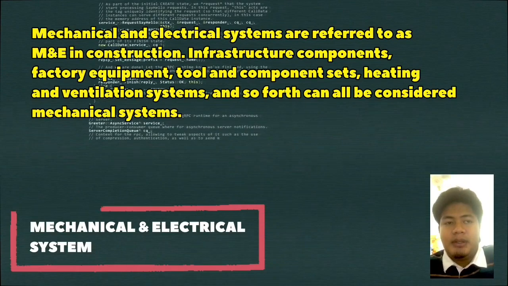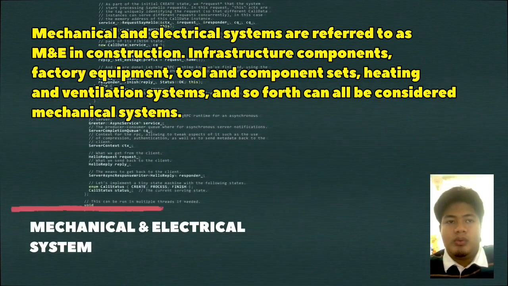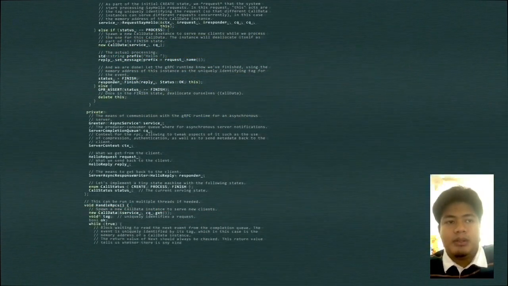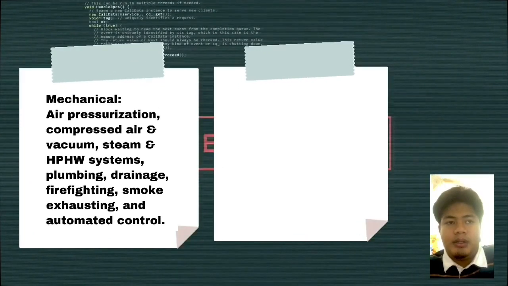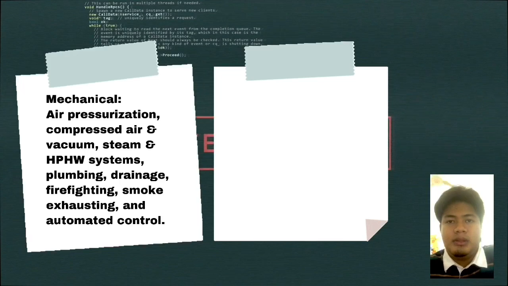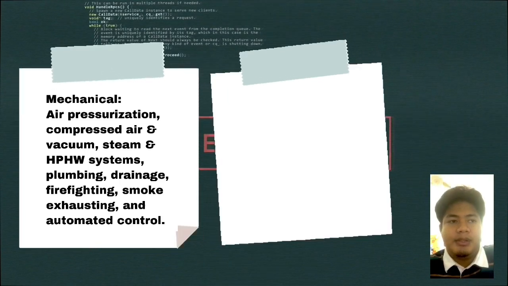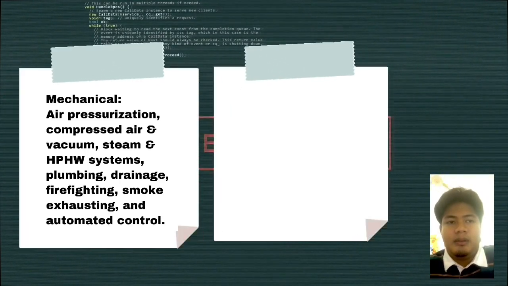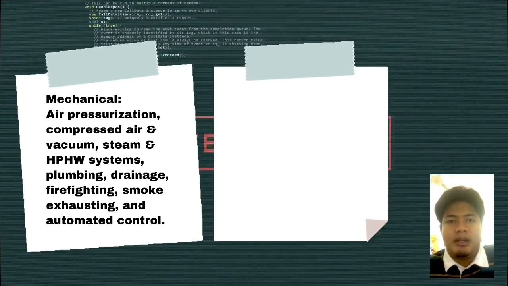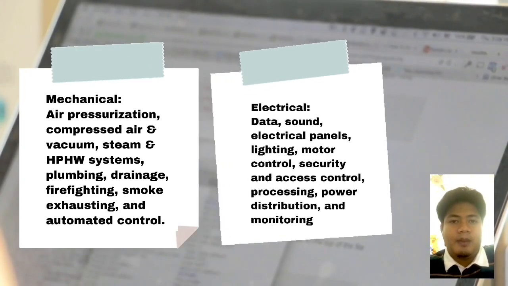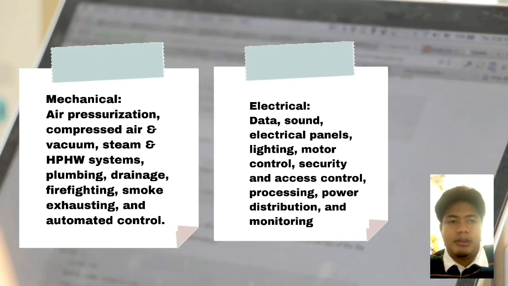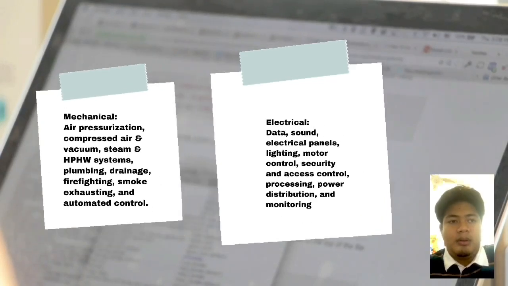Building M&E systems are divided into two main groups. The first is the mechanical group: air pressurization, compressed air and vacuum, steam and HPHW systems, plumbing, drainage, firefighting, smoke exhausting, and automatic control. The electrical group covers data, sound, electrical panel, lighting, motor control systems, and access control.